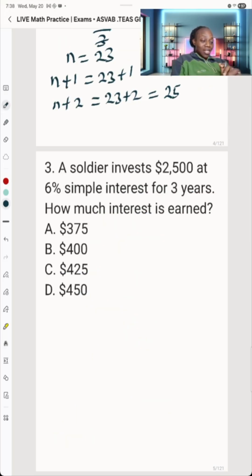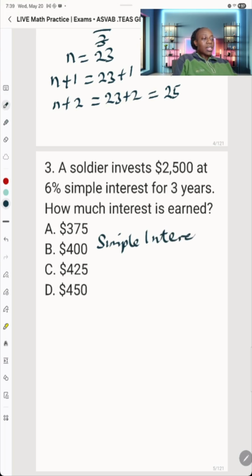A soldier invests 2,500 at 6% simple interest for 3 years. How much interest is earned? That is just simple interest. So how much interest? That's going to be simple interest.